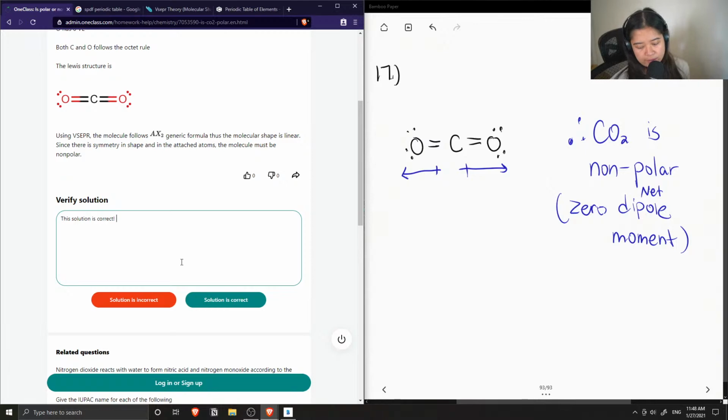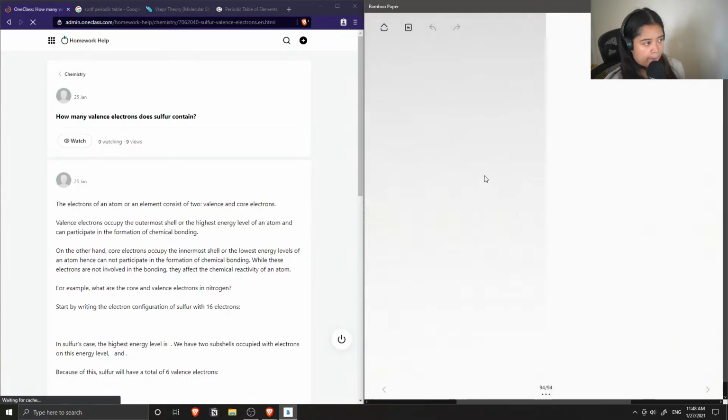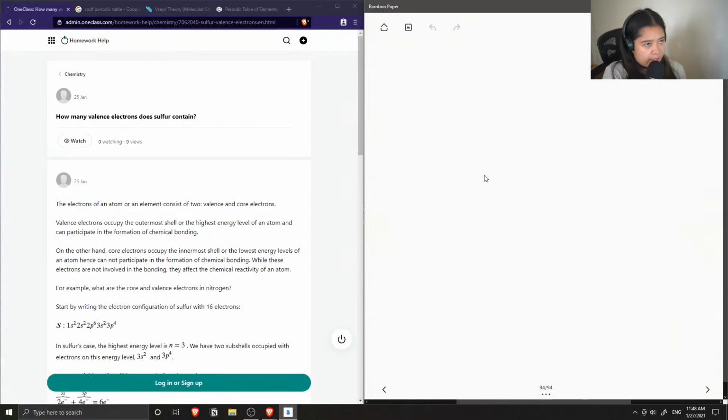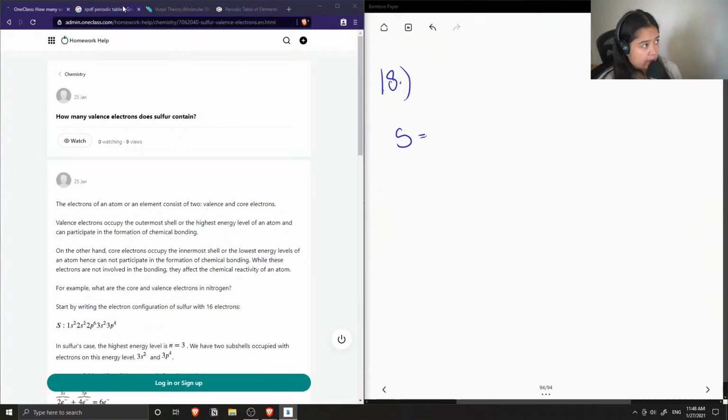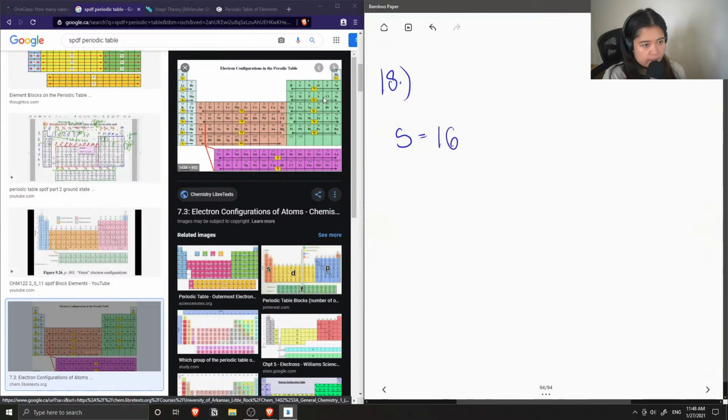I think we have time for one more quick question. How many valence electrons does sulfur contain? So if we find the atomic number of sulfur, it has 16 protons. So since we have a neutral atom of sulfur, that means we also have 16 electrons.